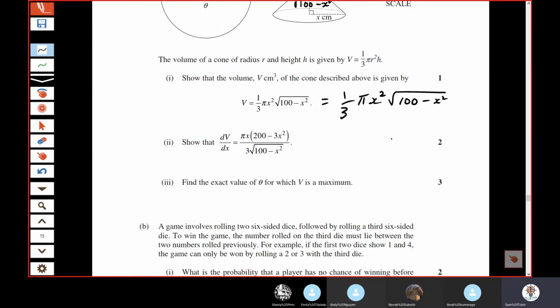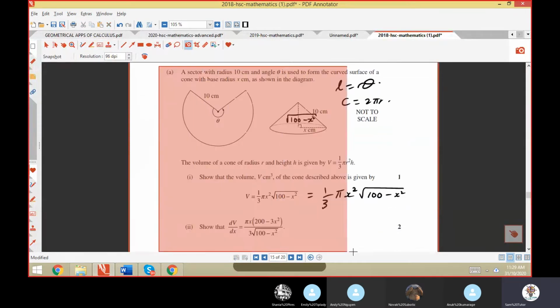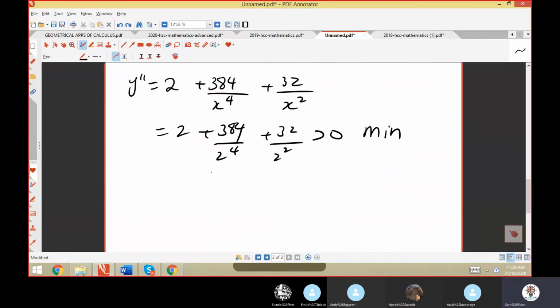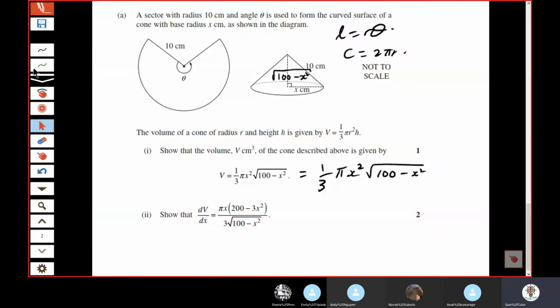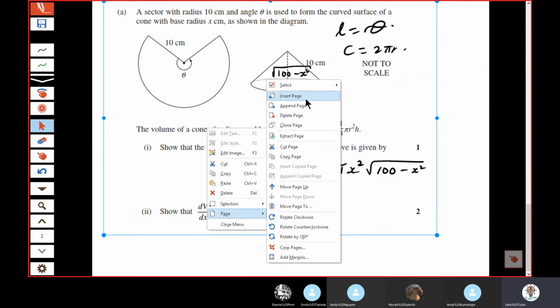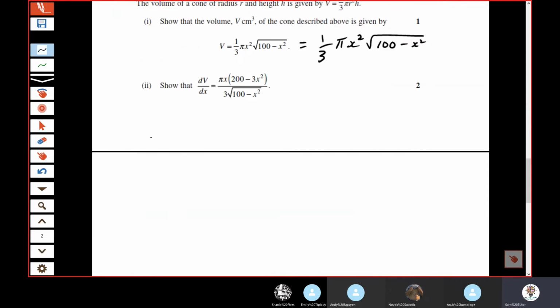dv on dx. Oh, I need to take this one to another page. All right, show that dv on dx is equal to that. Did you get it out, Levo? No? What do you need to use if you're going to differentiate this? Product. Okay, so you realize that. That's good. dv on dx, let's do it.